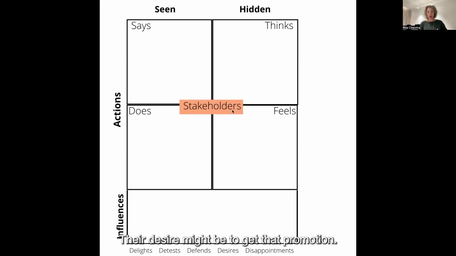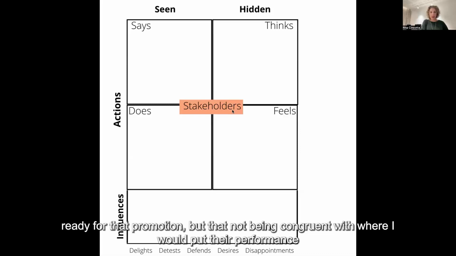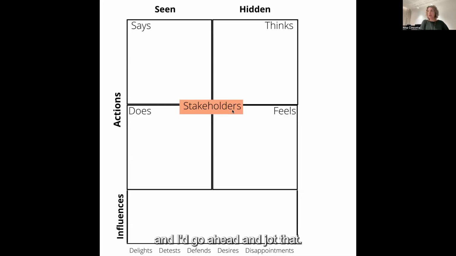Their desire might be to get that promotion. And again, I'm thinking that they might want that, and they may feel that they're ready for that promotion, but that not being congruent with where I would put their performance. And I'd go ahead and jot that.